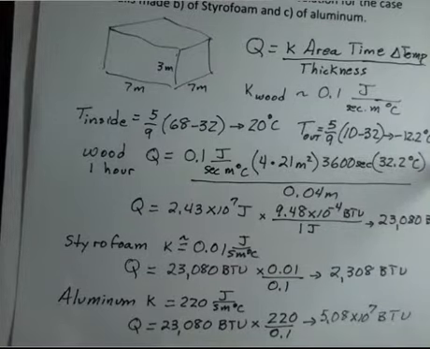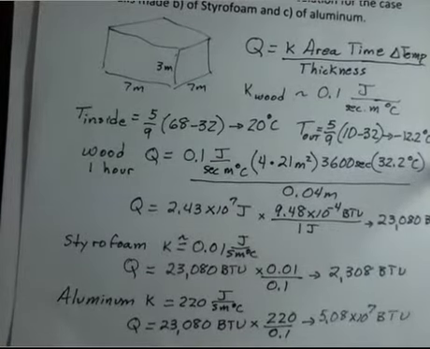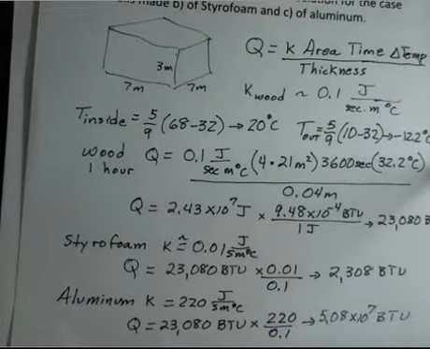So there's an example of calculating energy loss due to conduction. There's a formula where you have to look up the K value for the material, determine what the area is that the energy is moving through, how much time is involved, the change in temperature in Celsius from one side of the barrier to the other, and the thickness of the barrier in meters.